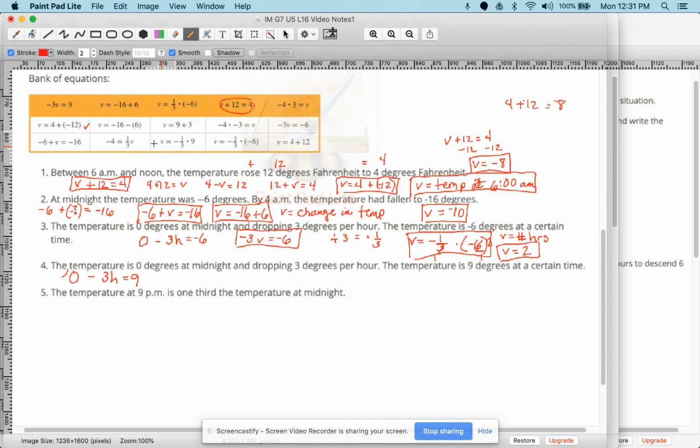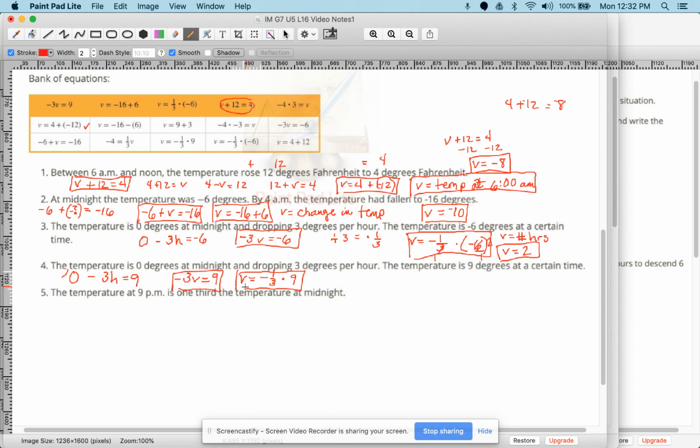So we know that we can look for negative 3V equals 9. If they have that, negative 3V, oh, here it is. So we've got negative 3V equals 9. That's one of them. And then we also know we can use the multiplicative inverse, which is going to be this one. V equals negative 1/3 times 9. There are our two equations.